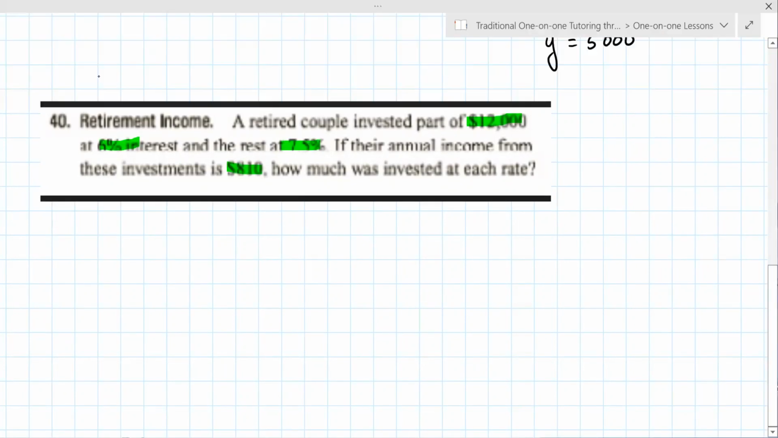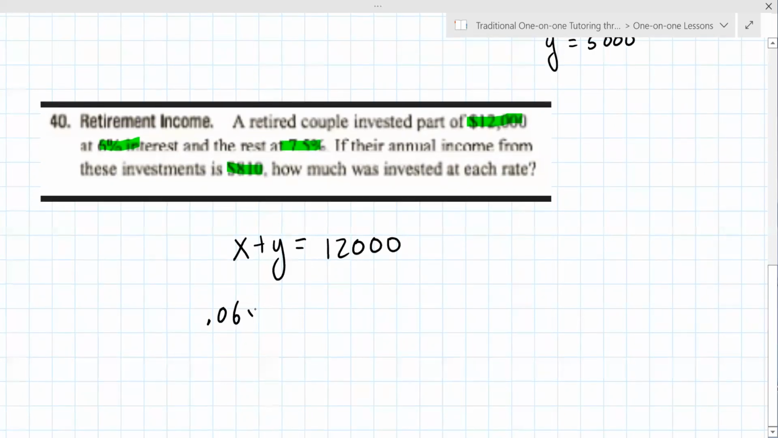So x plus y equals 12,000. Okay, agreed. And 0.06x plus 7.5y equals 810. Okay, you got it.